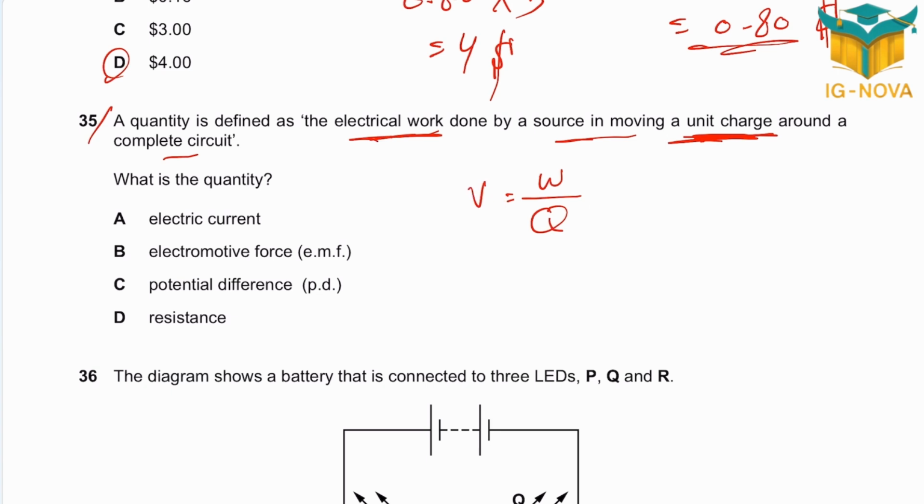V here may be electromotive force or potential difference, not electrical current or resistance. But as he told you, around the complete circuit, so I'll go for electromotive force. For potential difference, it's from one point to another point. So not C also, it's only B.